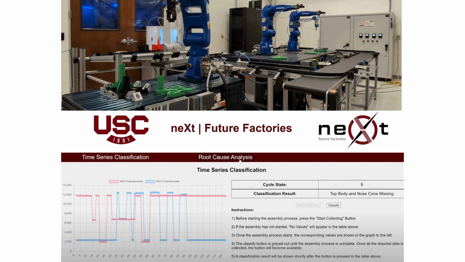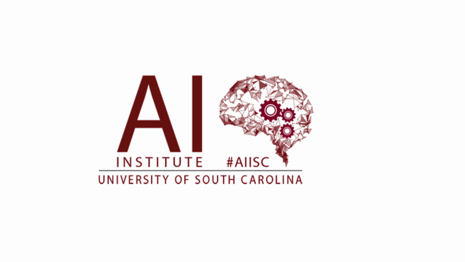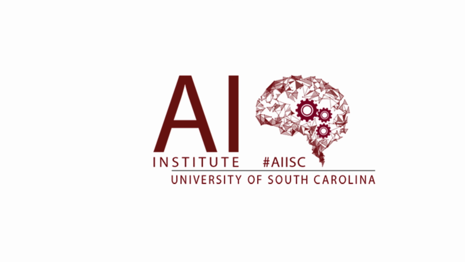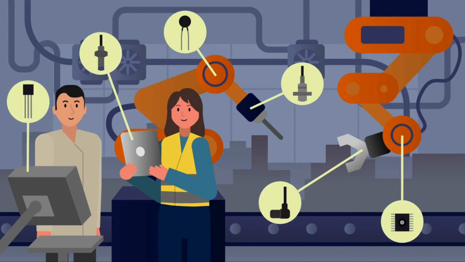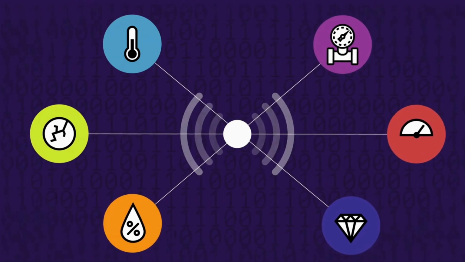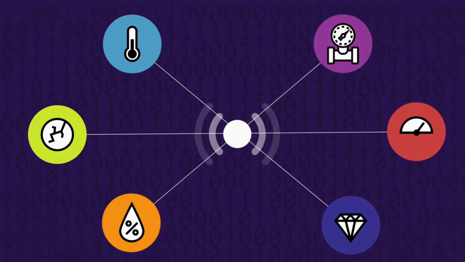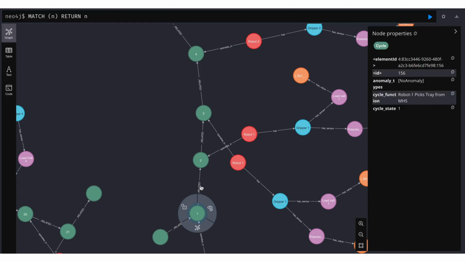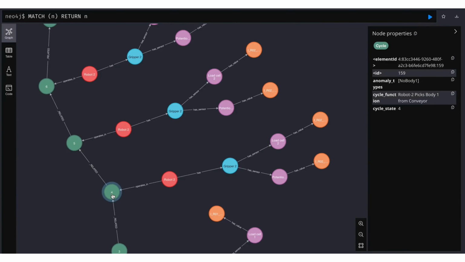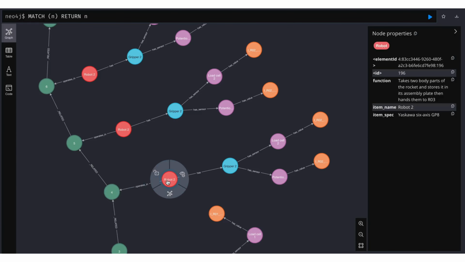In order to aid the domain experts in answering these questions, the researchers at AI Institute have developed a dynamic process ontology for the rocket assembly process to gain a deeper understanding by answering these questions. Unlike conventional ontologies, process ontology captures the procedural nature of the assembly process. The ontology is structured around 21 cycle states of the assembly line, starting from 1, 2, 3, and so on till 21. Each cycle state encompasses the respective robots and the specific functions they perform within that state.